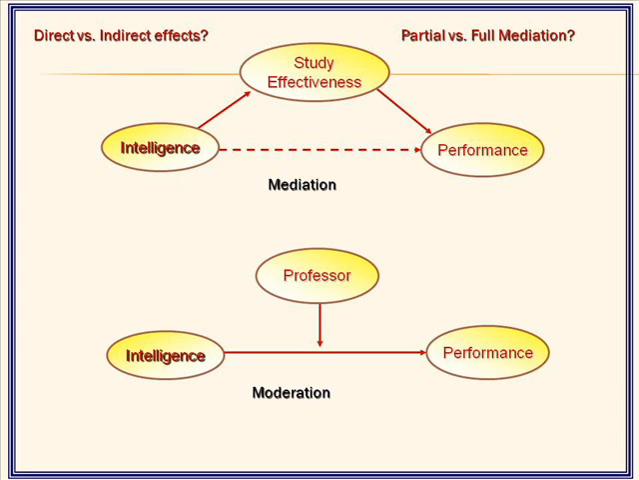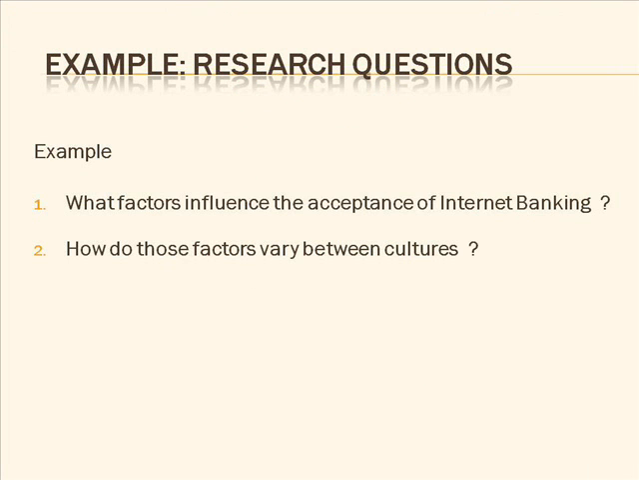And as opposed to that, we'll also look at moderation, which is whether intelligence influences performance more when you have a good professor or tutor. And if it does, that's called moderation: that intelligence has a bigger effect with one condition, i.e. a better professor, than the other. So we'll look at those with an actual example.